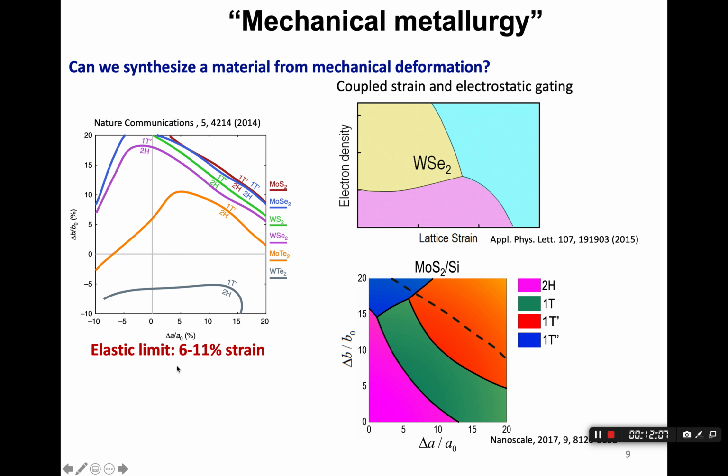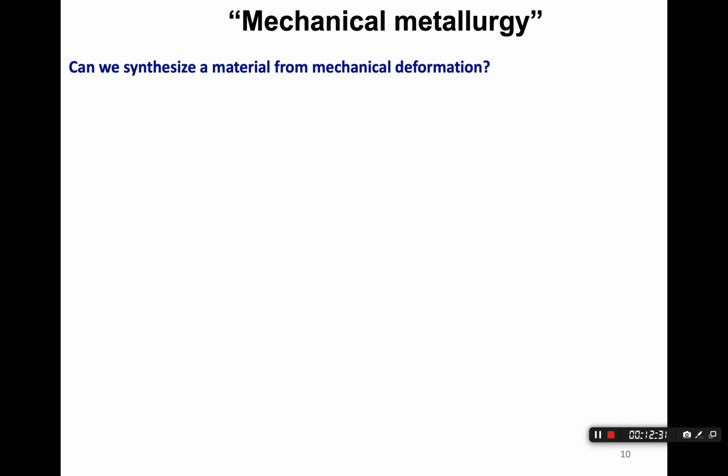And keep in mind, 7% is actually within the elastic limit. It's actually less than half of the biaxial strain that is predicted in this paper. So in that case, we have two more experimentally achievable ways for achieving the phase transition.